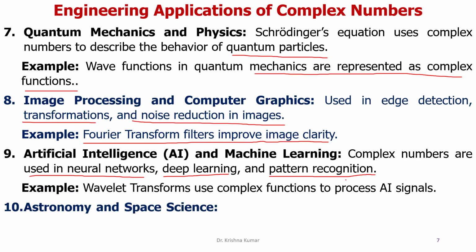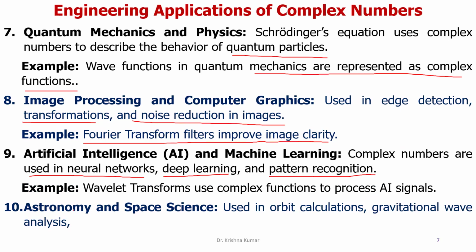The tenth application of complex numbers is in astronomy and space science. It is used in orbit calculations, gravitational wave analysis, and radio astronomy. So these are some main applications of complex numbers.